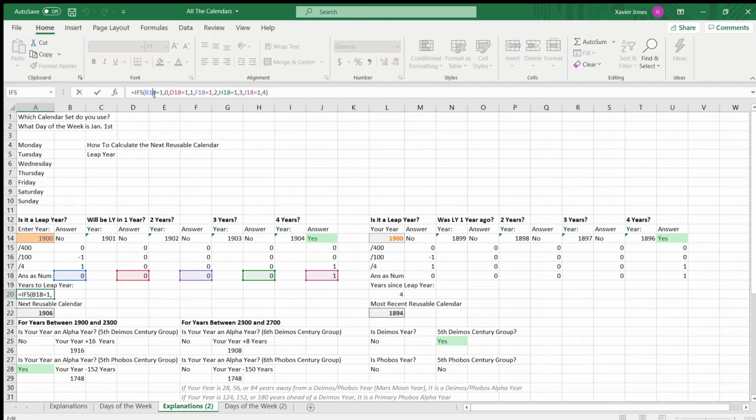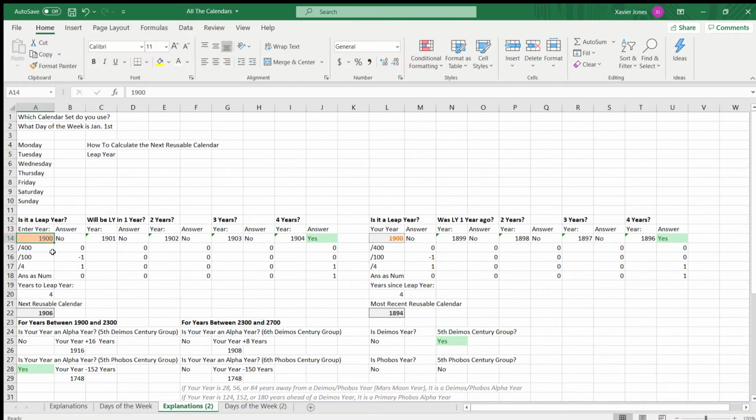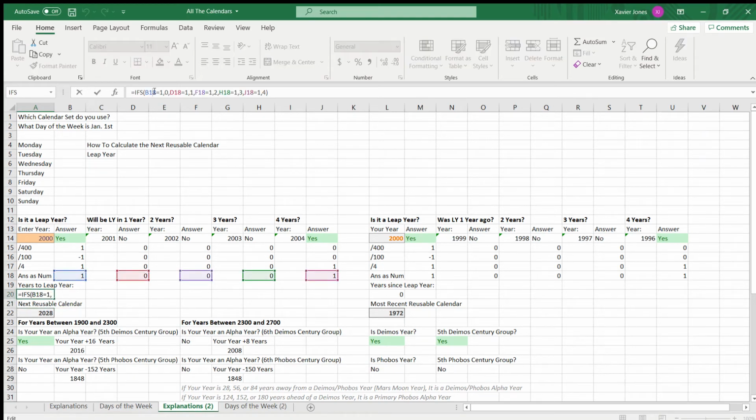Now, in an IFS logical statement, it goes through all of the logical tests and takes the answer for the first one that is true. So in our current case right here, if we had the year 2000, you might be a little confused. It's like, well, this is true, this is 1, and this is 1. So how does it know which one to do? Well, that's why you have to make sure that you put our B18 equals 1 first. That way it's not confused and it doesn't do the wrong year.